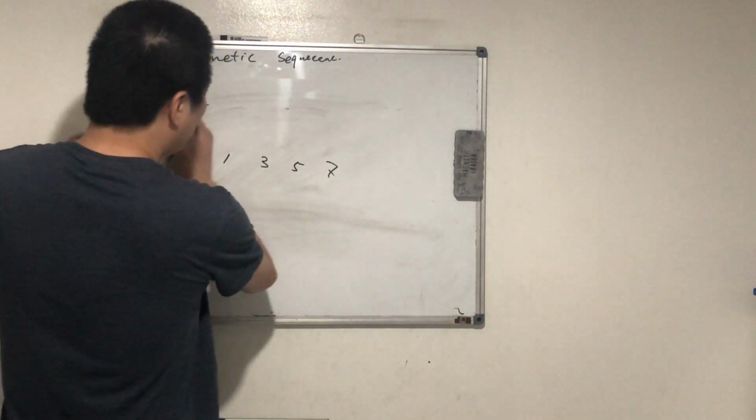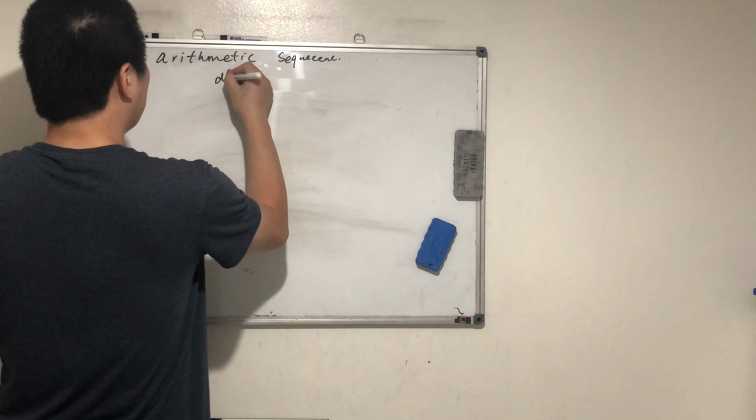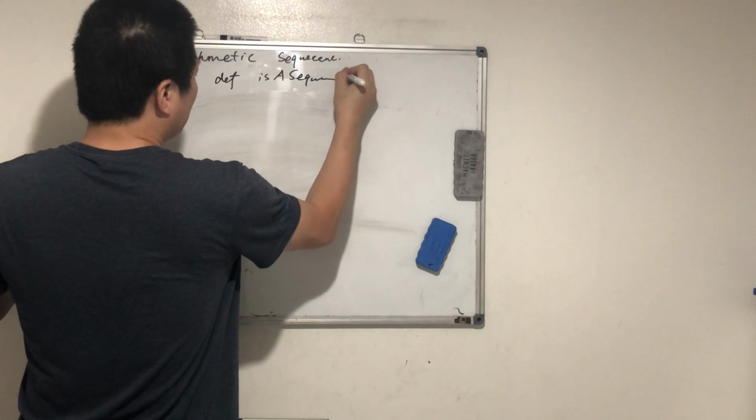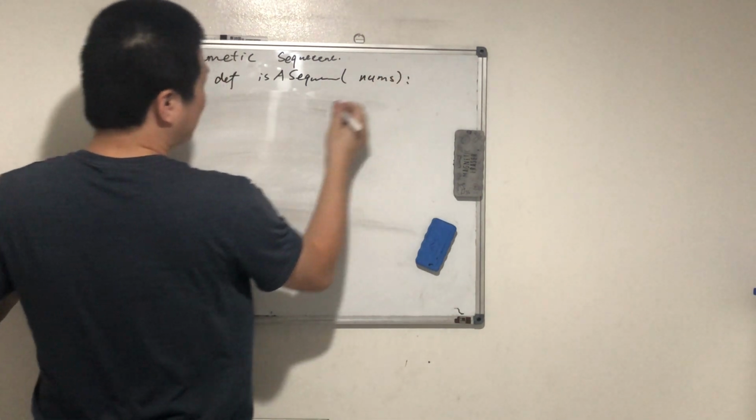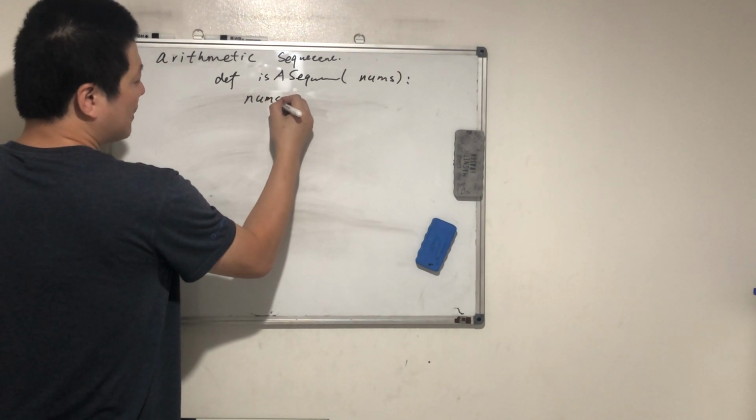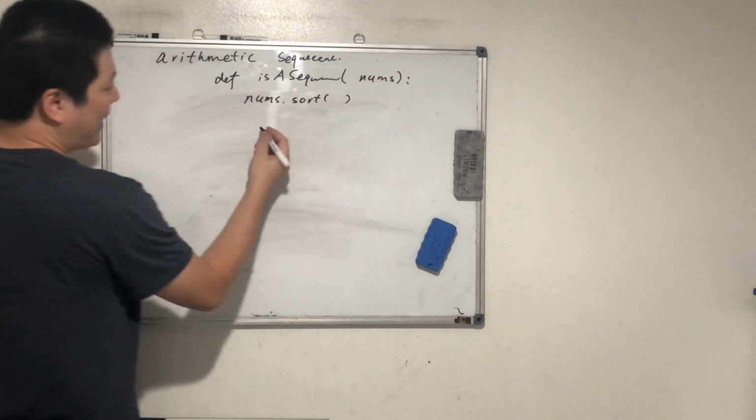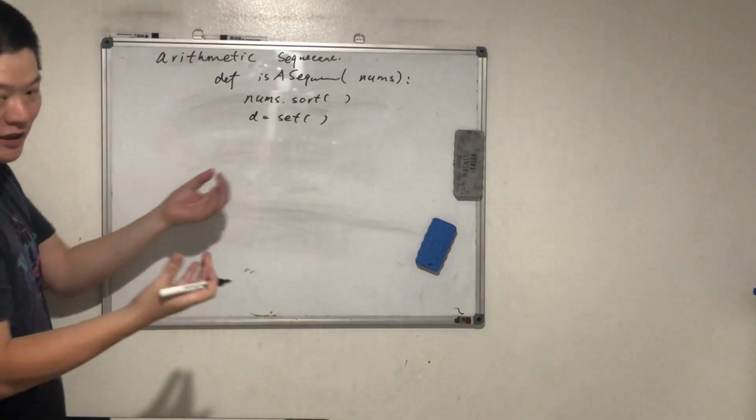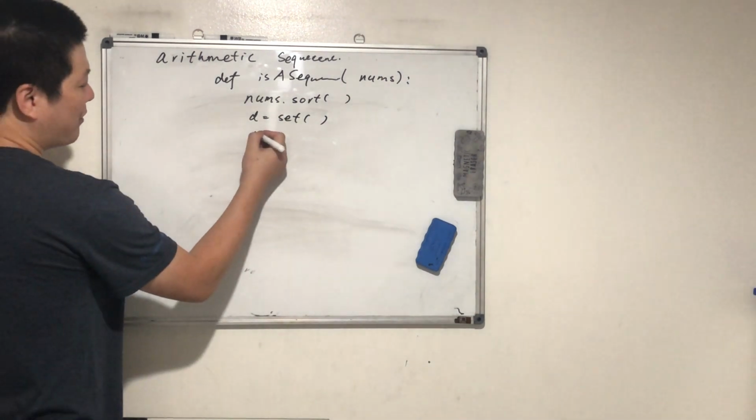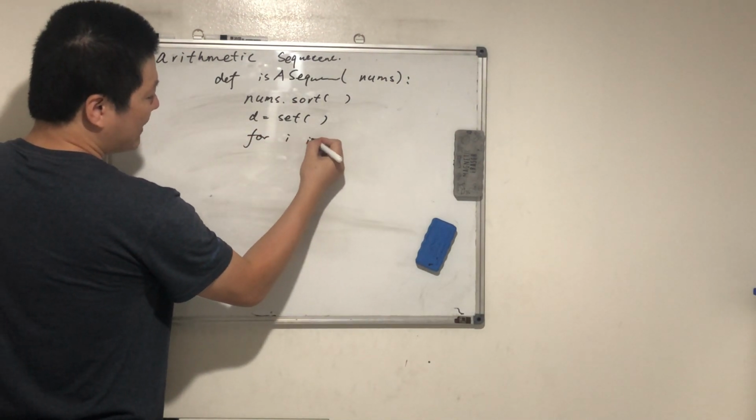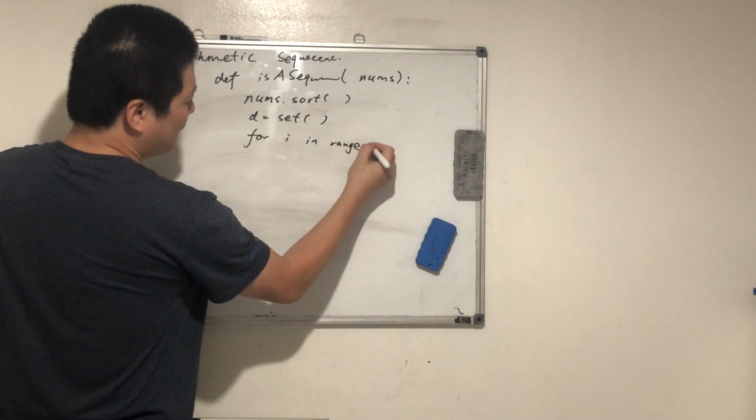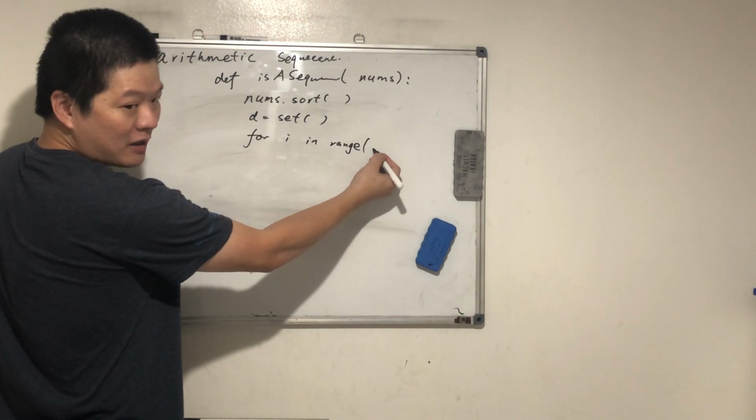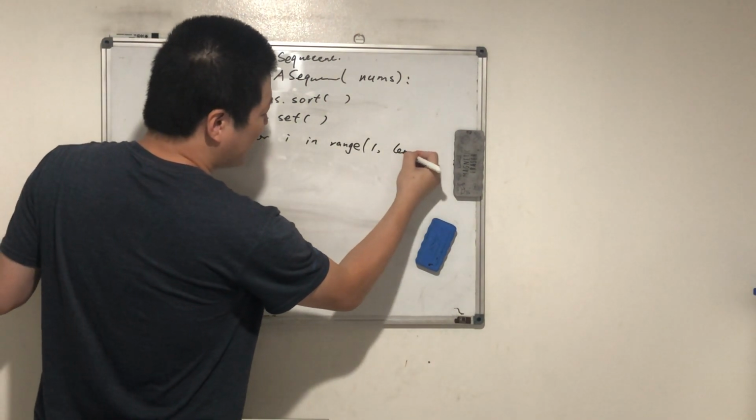Okay, so let's define is_arithmetic_sequence with nums. First of all, we sort: nums.sort(). Then we put the distances in a set, d equals set(). A set is a hash table that contains only unique numbers. And then how do we solve this? For i in range, we start with the second number, so what should we put here? It will be 1, and then to the length of the numbers.